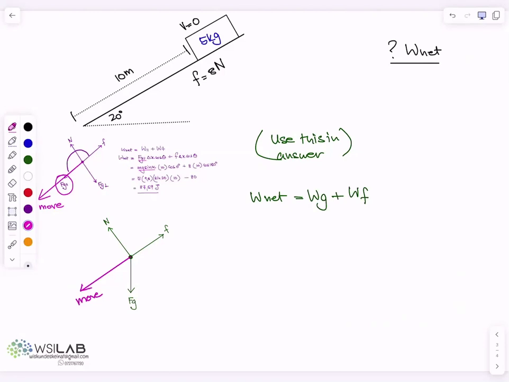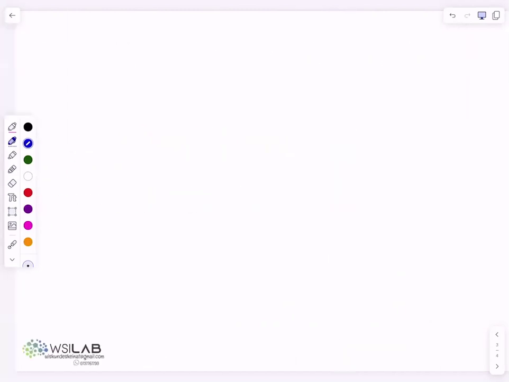Now we have a small problem. The angle between FG and the direction of movement is quite difficult to get. Can you see that? Yeah. So we're not going to use that angle. Now I'm going to teach you something very important. We're going to come back to this, but I just want to show you something really important.